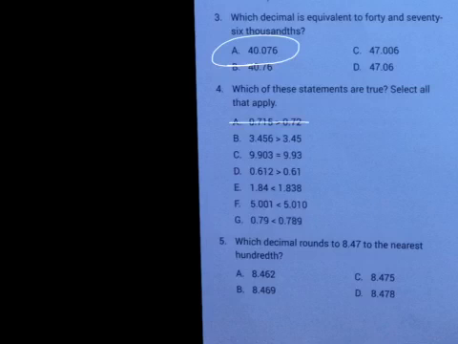Let's look at B. So B reads 3.56 is greater than 3.45. And when we look at that, we know that that is true. We can compare, and with that 6 added, we know that is correct. Let's look at C. So C reads 9.903 equals 9.93. We know that's not correct because everything matches up in the tens, but when we get to the hundreds place, that is not the same.